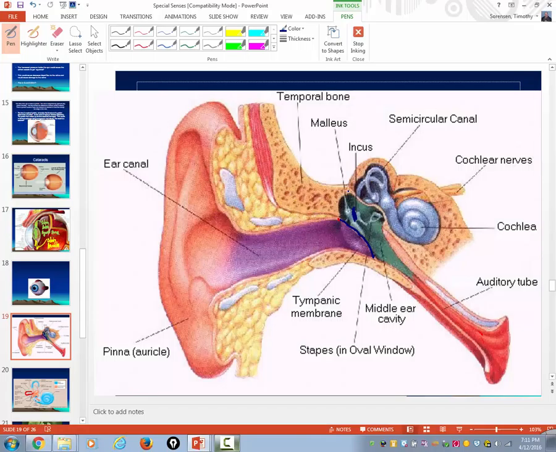Now, these articulate, meaning they form joints. What happens to your joints as you get older? They get bigger because you have more money, and you can buy more pot.